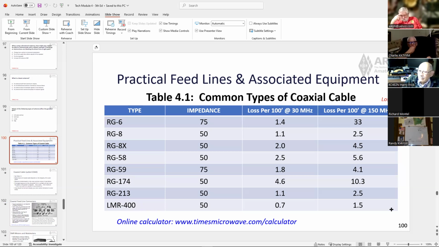Like Rick said, if you're running it at 2 meters on RG58, it says 5.6 dB. So if you're running 10 feet, it'd be 0.56 dB, because that's 1/10 of 100 feet. So you're only losing half a dB. That's negligible. Remember, 3 dB means you've lost 50% of your power on coax.